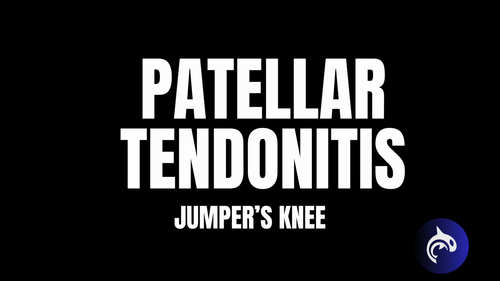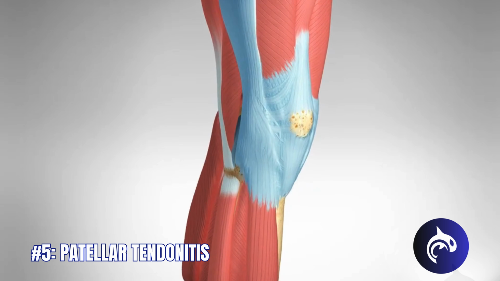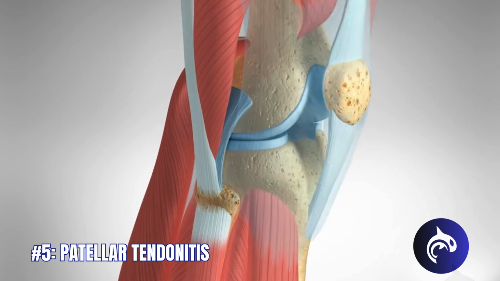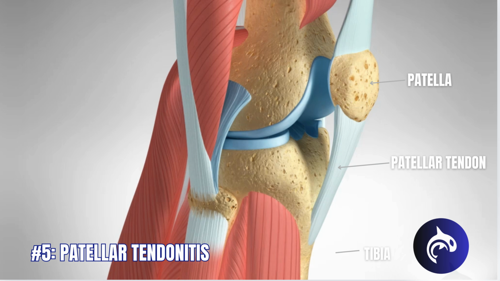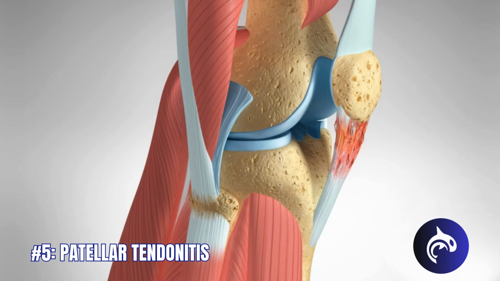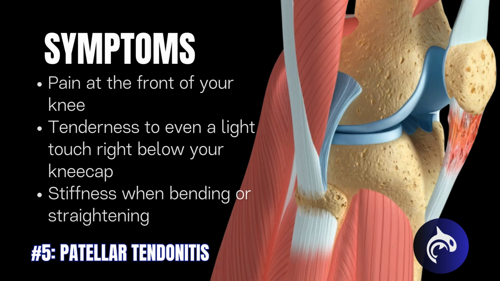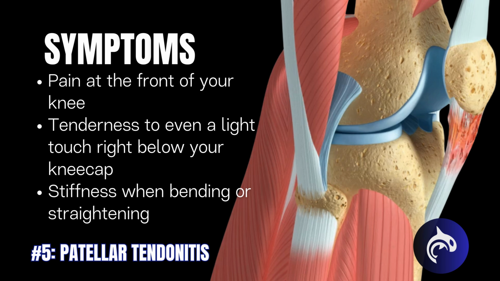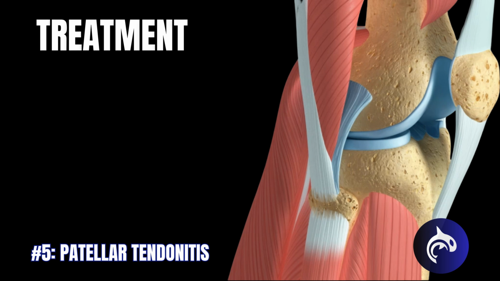Patellar tendonitis or jumper's knee. Jumping, sprinting, and sudden stops put stress on the patellar tendon, which connects your kneecap to your shin bone. Over time, this repetitive strain leads to tiny tears in the tendon, causing pain and inflammation just below the kneecap. This is jumper's knee. Athletes will also often notice stiffness and discomfort when running or landing from a jump.